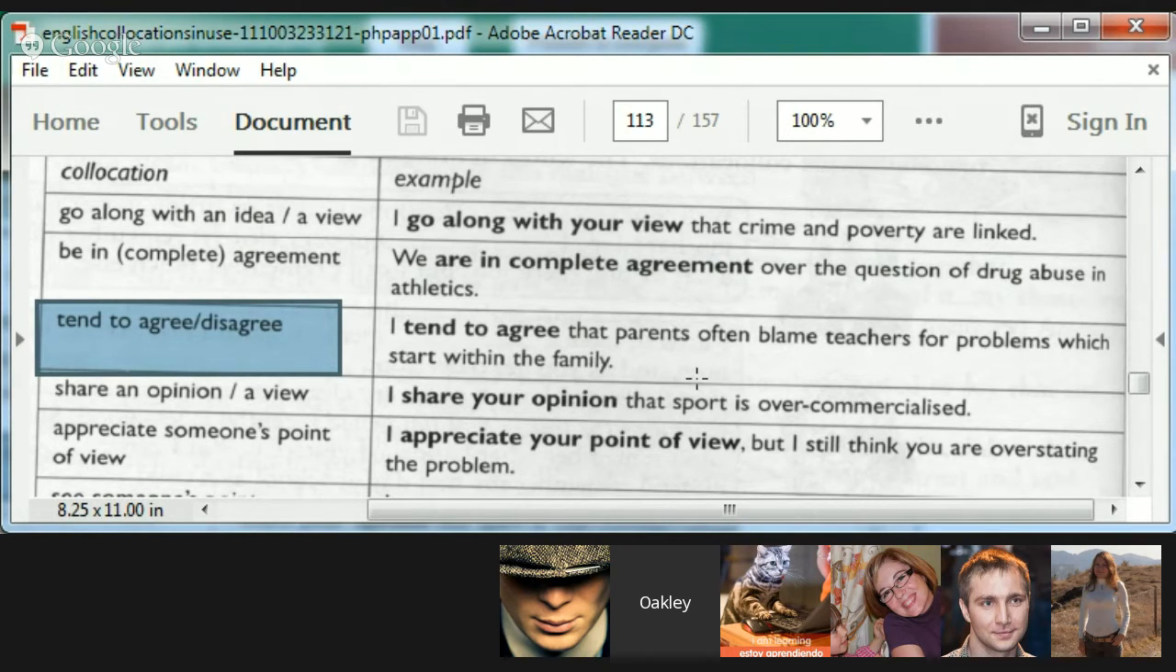So you're almost saying situationally. Most of the time I agree. Or this particular example, I think this happens a lot, but not every time.